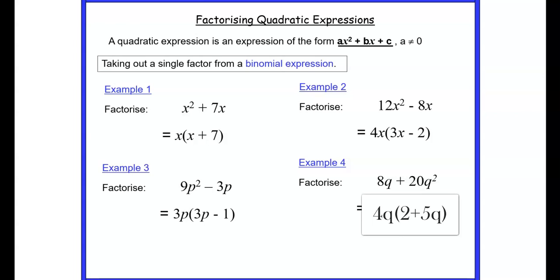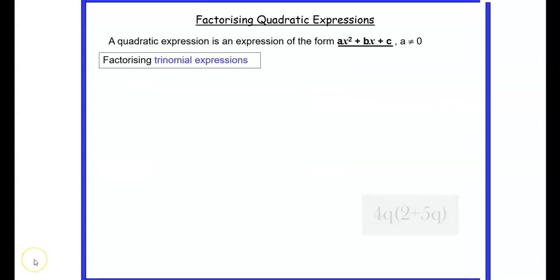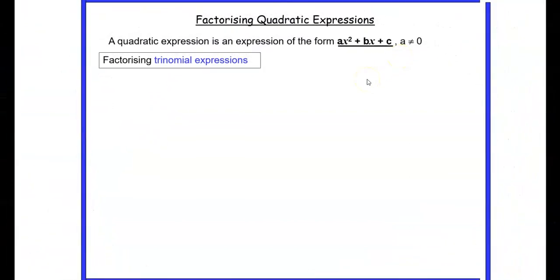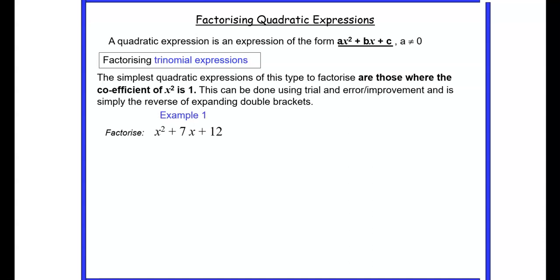Alright, so that was a quick run through of simple factorization in terms of quadratic expressions. Now we're going to look at factorizing quadratic trinomial expressions, meaning the ones that have three terms. So ax squared is one term, bx is one term, and c is another term. The simplest quadratic expression to factorize is when the coefficient of x squared is 1. When the coefficient of x squared is 1, then we write the double brackets with the x's in the usual position.